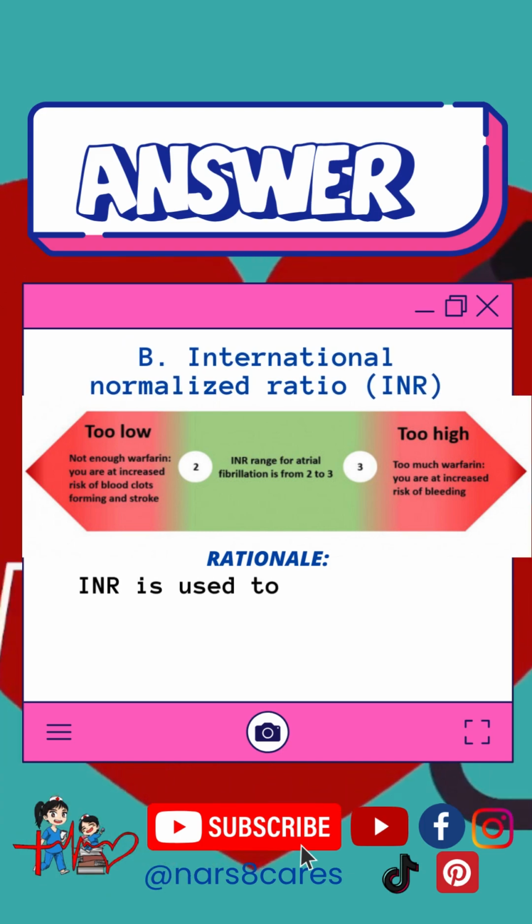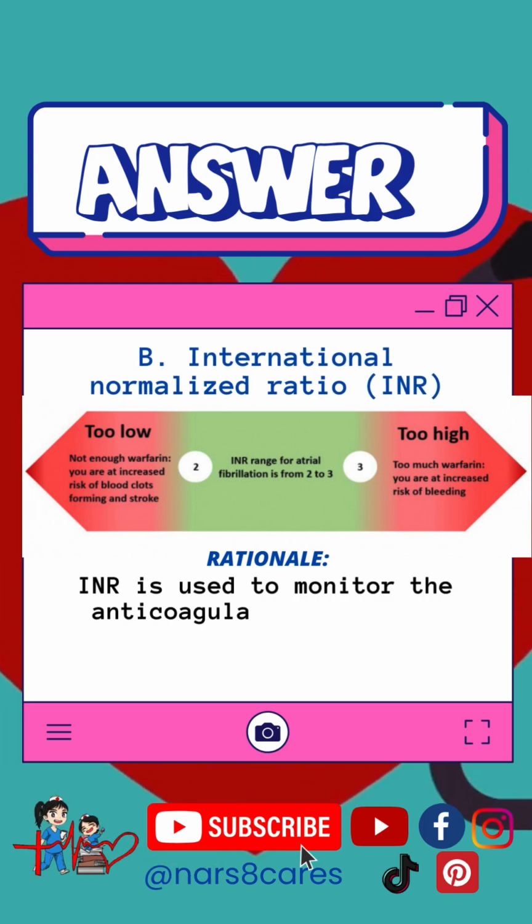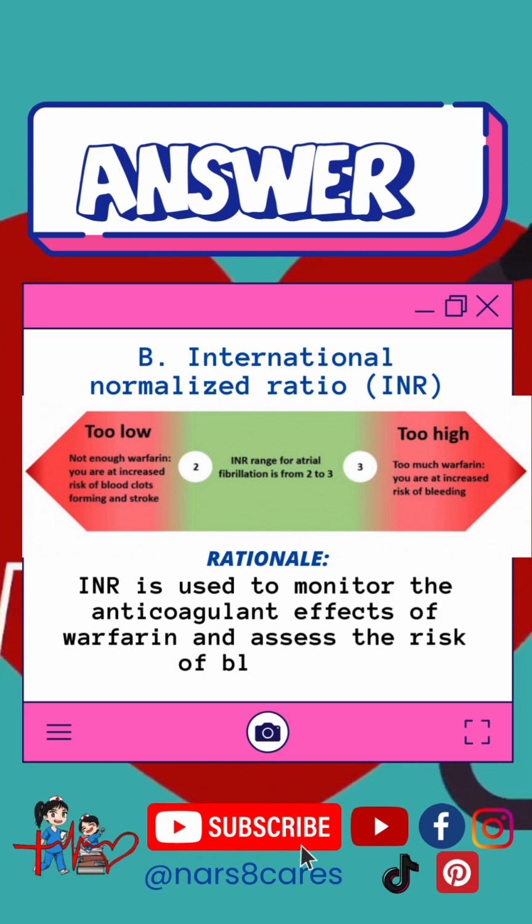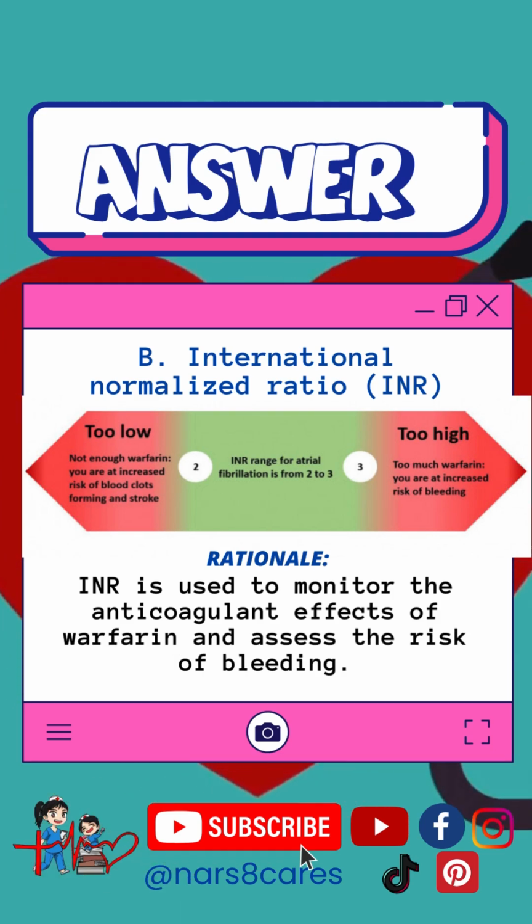Answer B. International normalized ratio. Rationale: INR is used to monitor the anticoagulant effects of warfarin and assess the risk of bleeding.